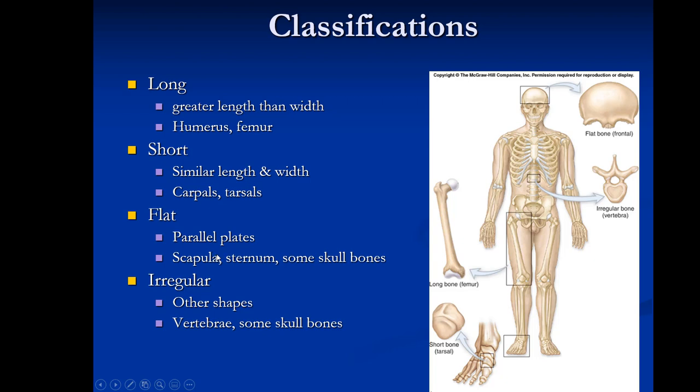Flat bones look like plates or parallel plates with a little bit of spongy bone in the middle. And so a lot of the skull bones, the external skull bones, are going to be flat bones. Like this is called the frontal bone, which makes up your forehead region. Scapula, which is your shoulder blade. The sternum is also considered a flat bone. So it looks like a little flat plate.